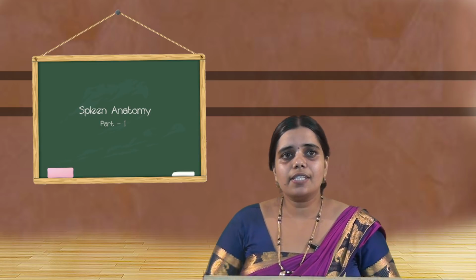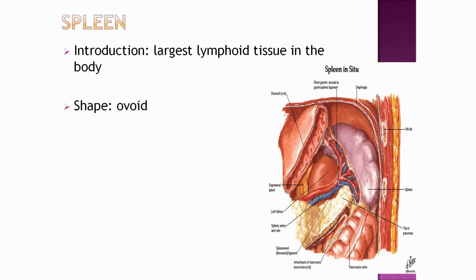Spleen is the largest lymphoid tissue in the body. Its shape is ovoid, or we can write it as tetrahedral. It is purple in color. As you can see in this diagram, spleen is purple in color.